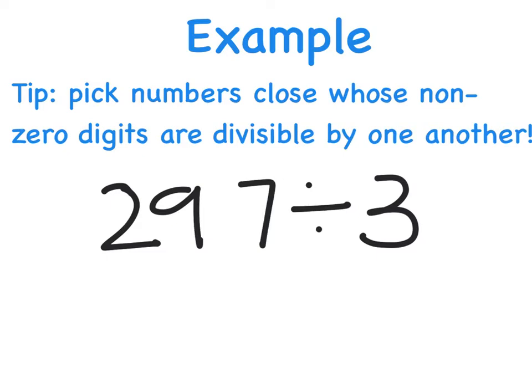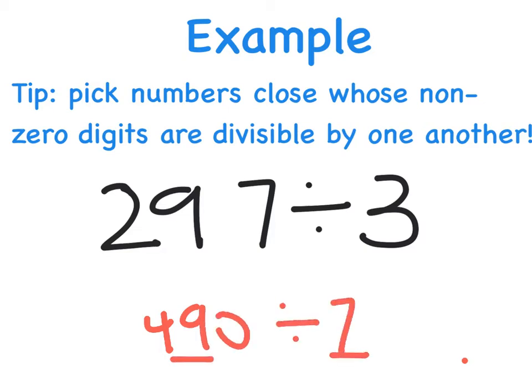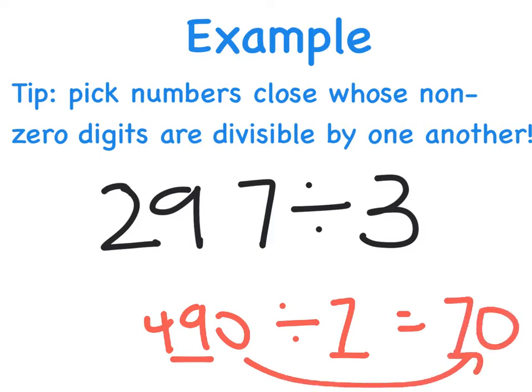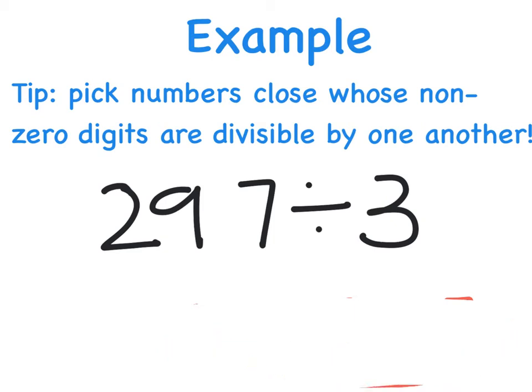by one another. Think back to lesson 4-1 when we were doing mental math, and we had a bunch of problems where the non-zero digits were divisible by one another, like 490 divided by 7, because we could do 49 divided by 7 is 7, and then we added our 0. So your goal today is to think of how you could change these numbers to have something that's an easy divisibility fact, like what I just showed you.